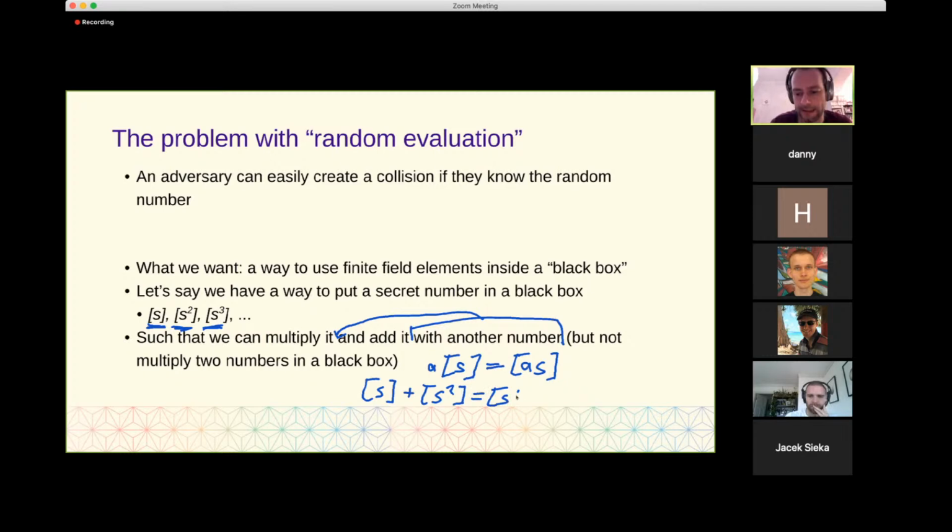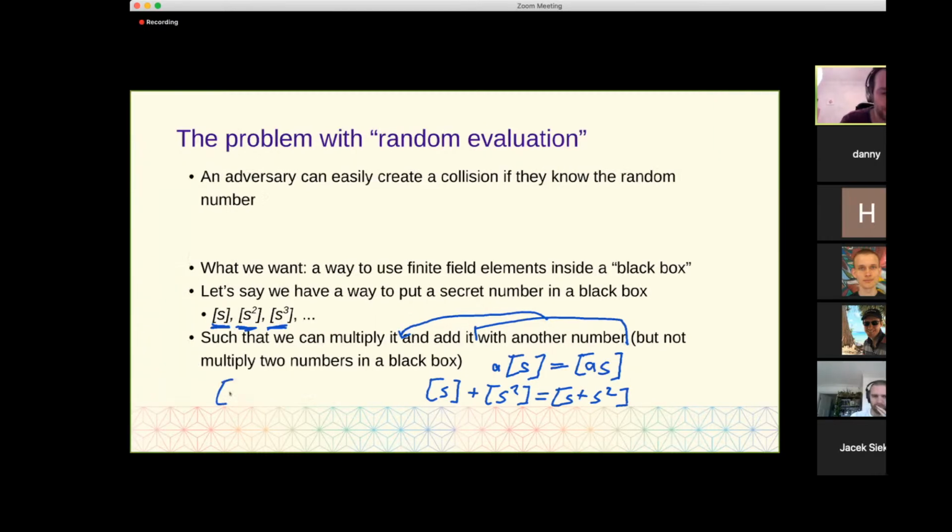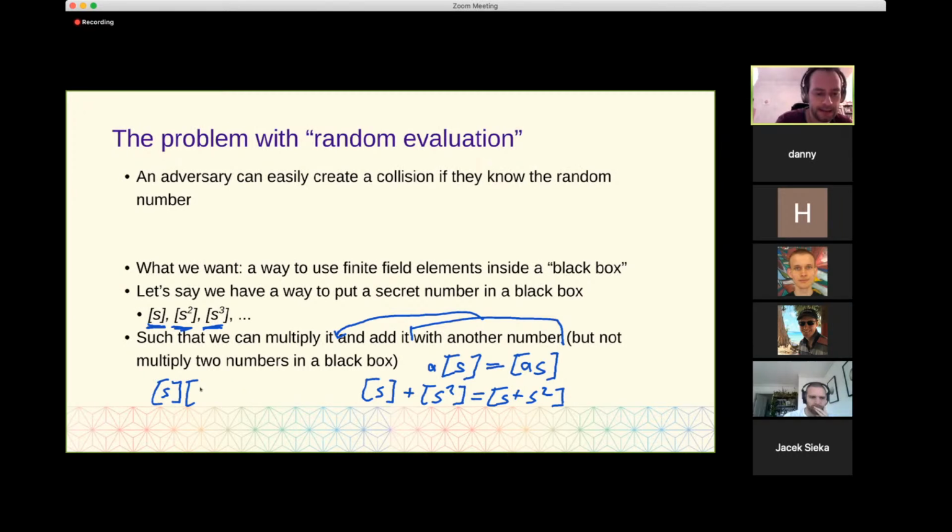So those are good. What would be bad is if we could take two black boxes, s times s squared, and compute another one. The reason that is bad is that if that were the case, then you could also compute the inverse of s. You could compute in some ways using many operations s to the power of -1. And once you have that, then we're screwed, because then you can use this not just for polynomials, but also for fractions. And we don't want fractions of polynomials. We only want polynomials.